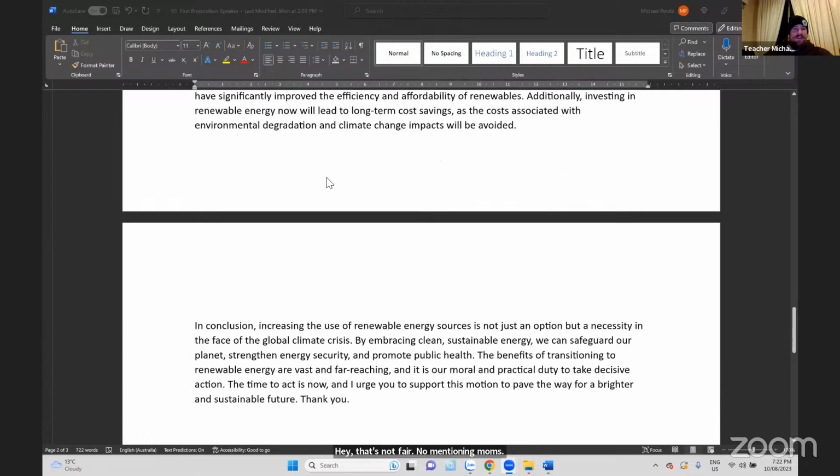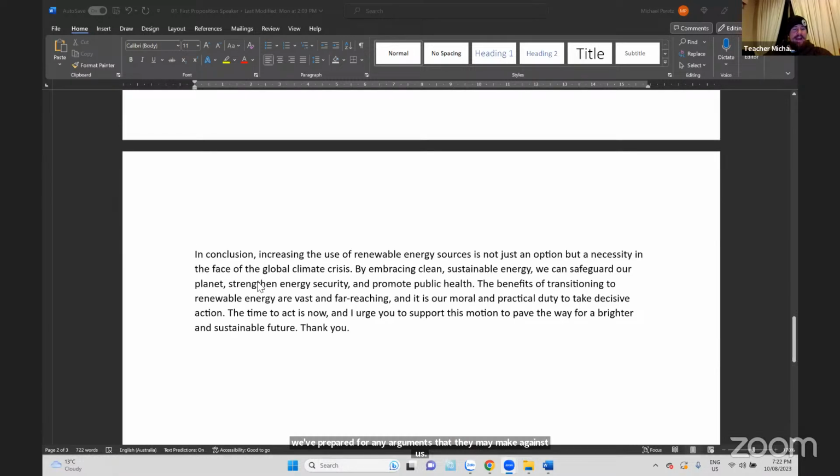Okay, so we've addressed our counter issues, or we've prepared for any arguments that they may make against us. And now we just want to sum up our arguments and say, in conclusion, increasing the use of renewable energy sources is not just an option, but a necessity in the face of a global climate crisis. So we've restated our point by re-mentioning the crisis of climate change. By embracing clean, sustainable energy, we can safeguard our planet, strengthen energy security, and promote public health.